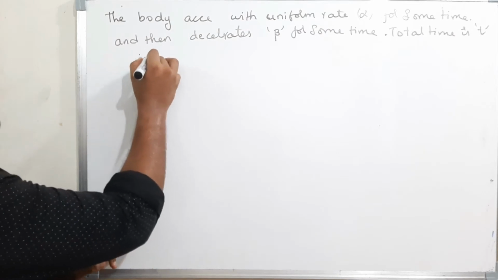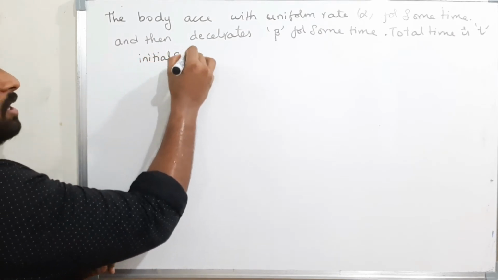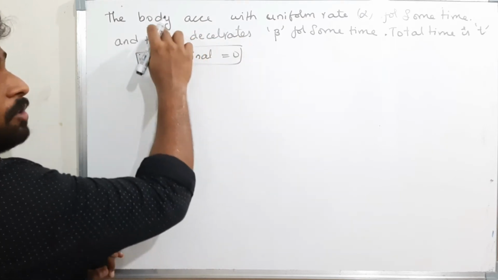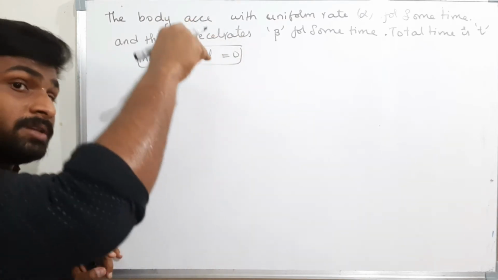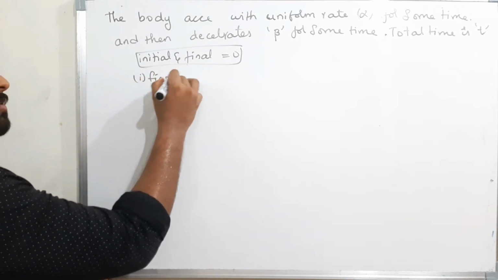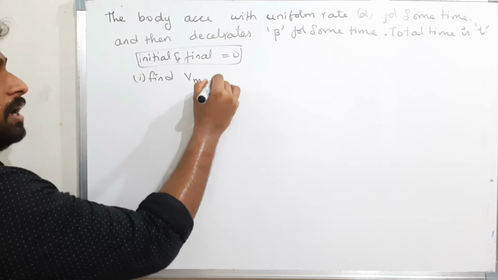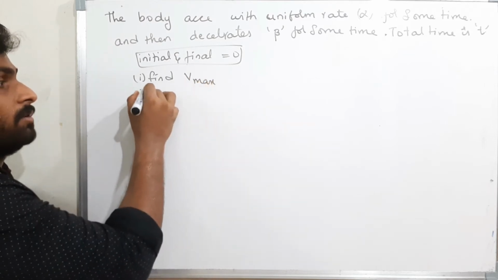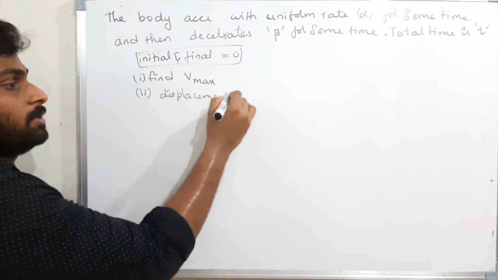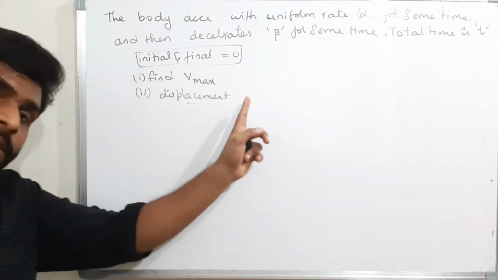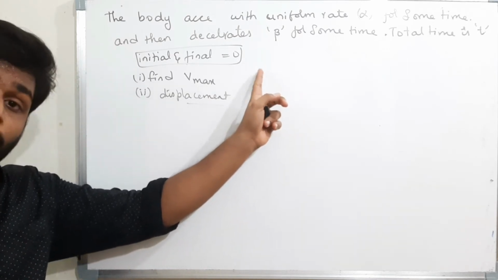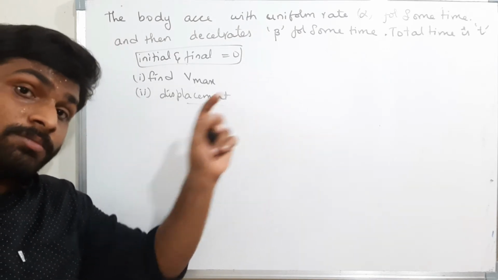Initial and final velocities are 0. That means the body is starting from rest and the body is ending at rest. Now they told us to find the maximum velocity achieved by the body, and second, find the displacement of the body. I solved the same question in the previous video, but now I am solving it using the graphical method.